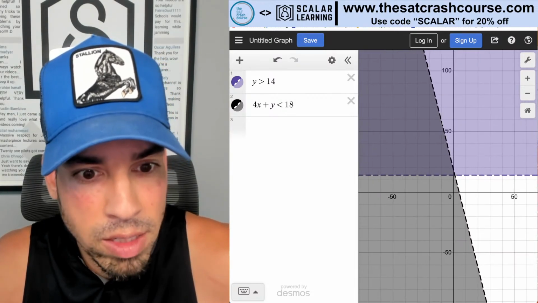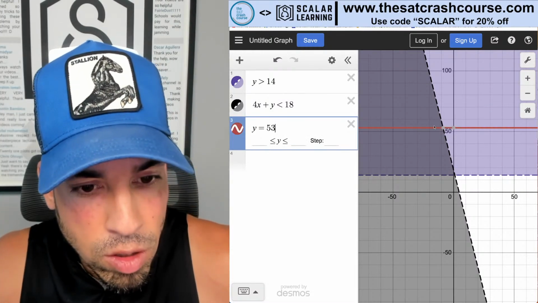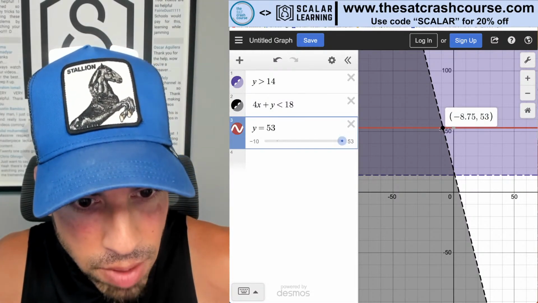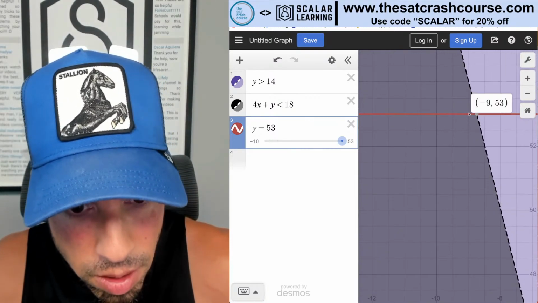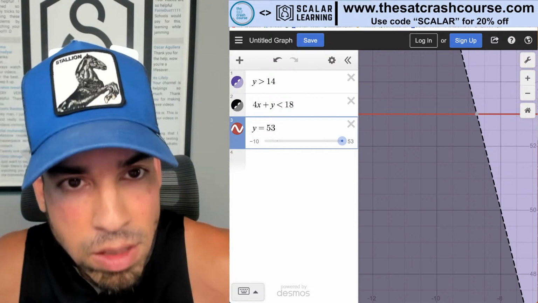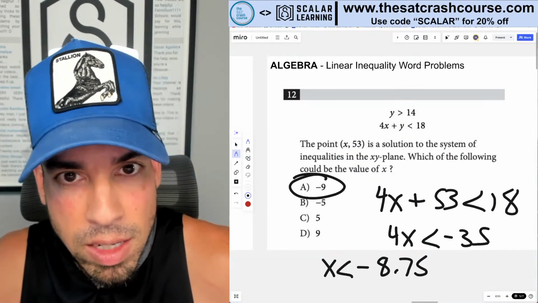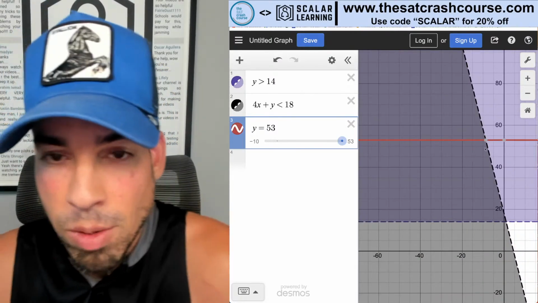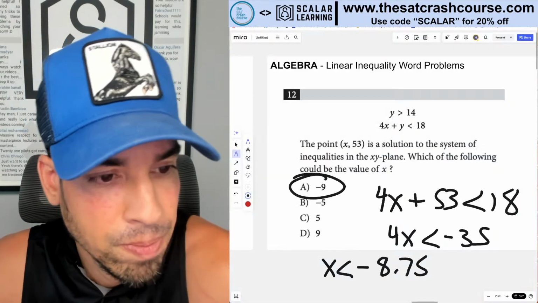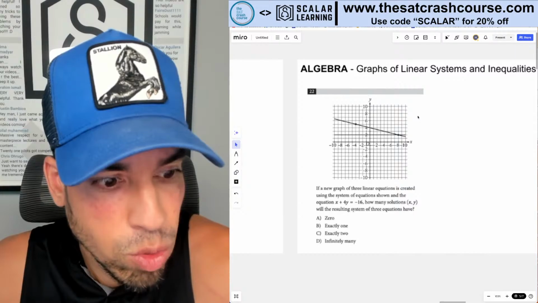Now we have y is equal to 53, so I'm just going to put that line in. So what are viable options of x, right? The only one that's in this solution set is going to be negative 9. The rest of them, which were negative 5, 5, and 9, those are not in the double shaded region. And the double shaded is the solution set when it's a system of inequalities. All right. There we go. Moving on to 22.